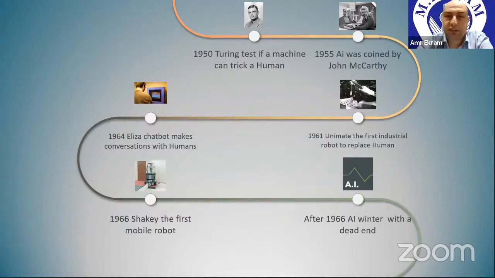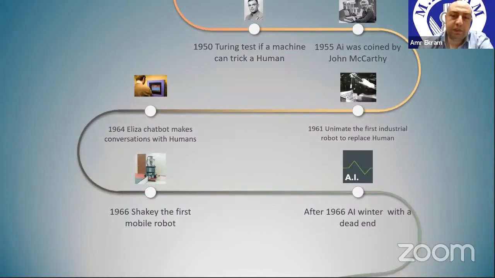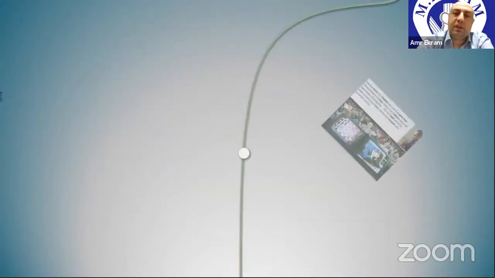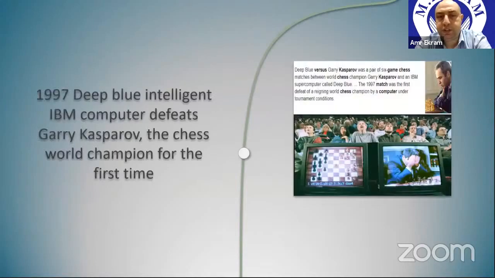After 1966, we had what we call a dead end, an artificial intelligence winter. There were no more achievements, and artificial intelligence had stopped at this moment until 1997. Fast forward 30 years, when the Deep Blue intelligent IBM computer defeated Garry Kasparov, the chess world champion at the time. So this was a breakthrough at the time.